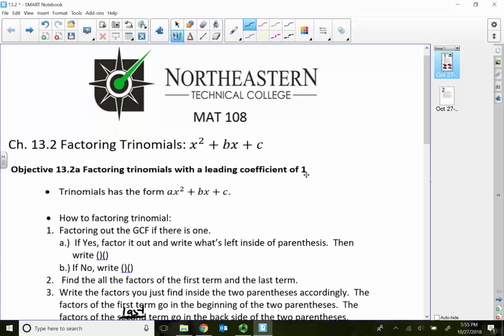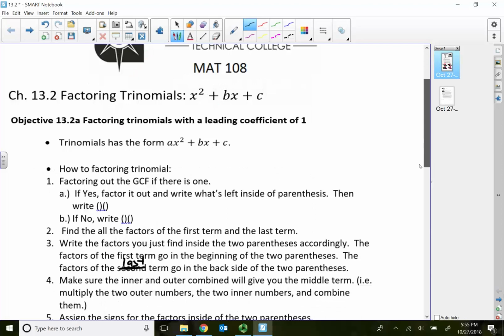All right, so what happens when the leading coefficient is not 1? We're still going to follow the same 5 steps.